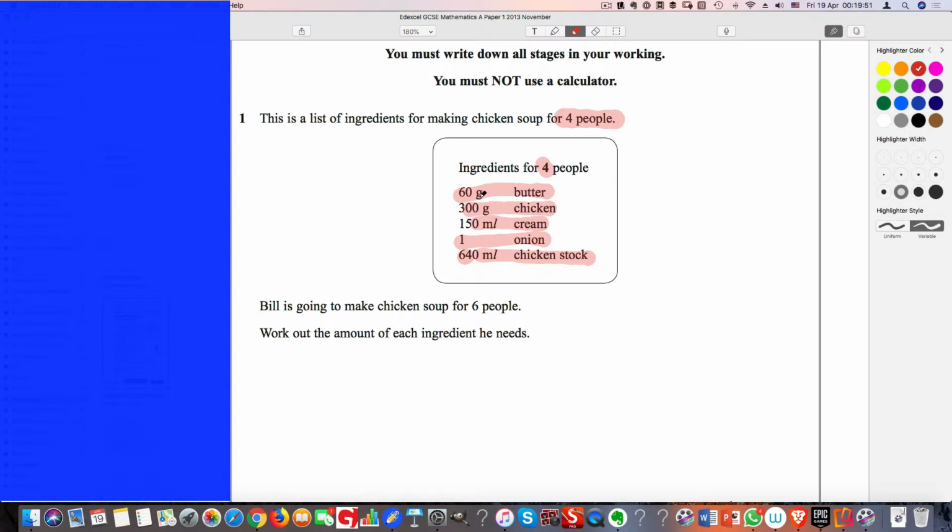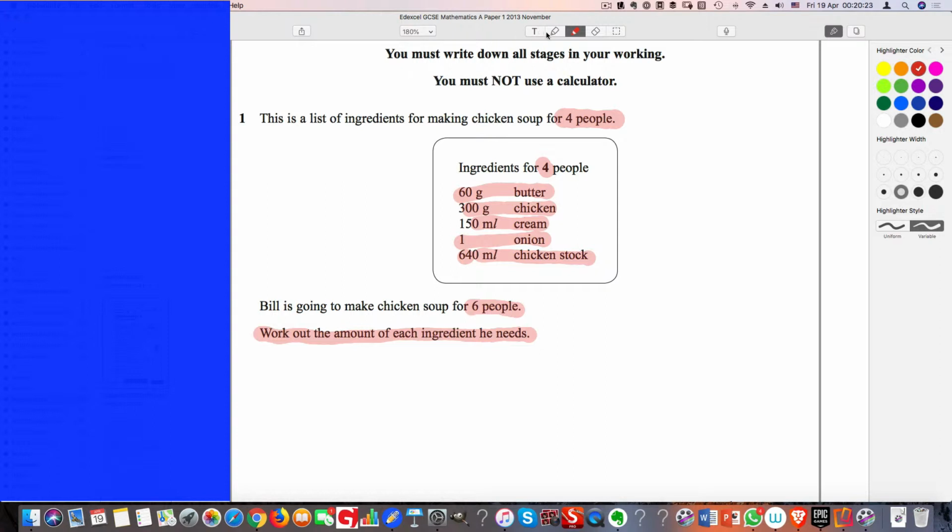And they include 60 grams of butter, 300 grams chicken, 150 milliliters of cream, 1 onion, and 640 milliliters of chicken stock. Bill is going to make the chicken soup for 6 people. Okay. Although these are the ingredients for 4. So work out the amount of each ingredient that he needs. This is the question.